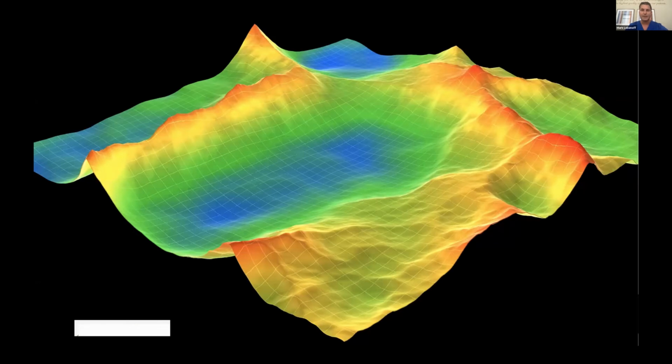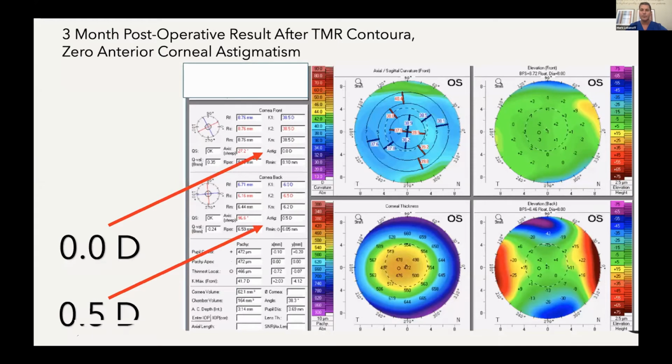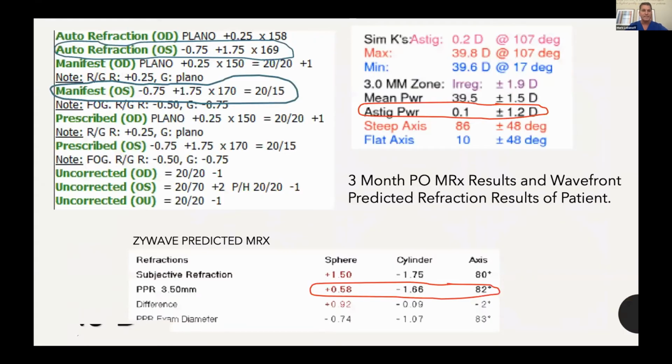The manifest refraction is the best spherocylindrical correction for the eye at that time. But once the topography is corrected, once these ridges are removed by topography-guided treatment, that spherocylindrical lens that was found in the clinic is no longer the correct correction for that eye. And at that point, the anterior corneal measured astigmatism is much more accurate. TMR often resulted in perfect corneas. This is one of my patients 3 months postoperatively treated with TMR planned Contoura. This cornea was beautiful, 0.0 diopters of anterior astigmatism on the Pentacam. Unfortunately, this particular patient was an outlier, had very poor uncorrected vision of only 20/70, and was asking at the phoropter for 1.75 diopters of astigmatism.